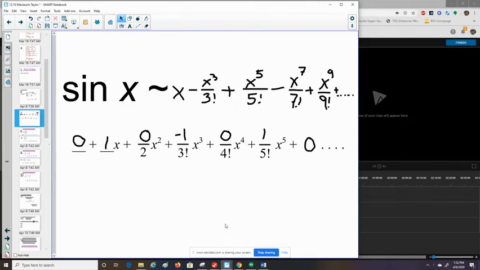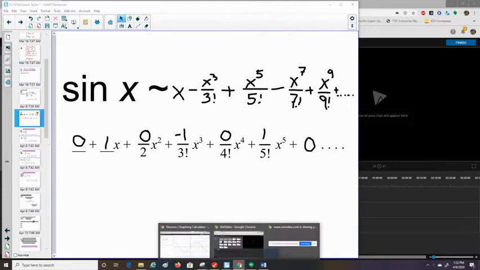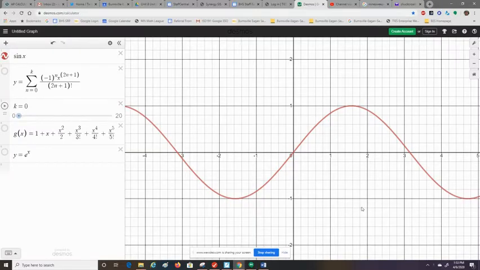Hi, everybody. I'm going to split today's notes into two lessons. The first one's going to be more about notes, and then the second one will be going through finding actual Taylor series. This is where we left off yesterday, looking at the Maclaurin series for sine of x. I'm just going to pop over to Desmos quickly and show you how amazing this series is.